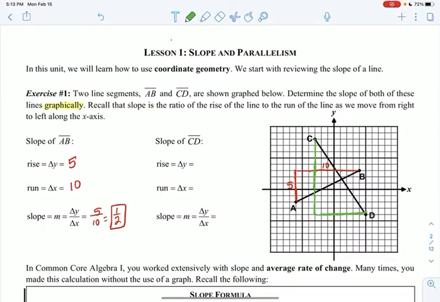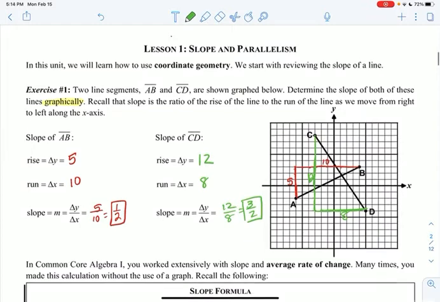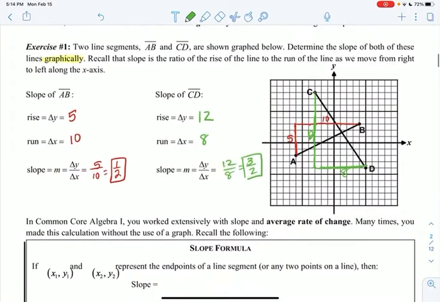So I went down 1, 2, 3, 4, 5, 6, 7, 8, 9, 10, 11, 12. So I went down 12. And then 1, 2, 3, 4, 5, 6, 7, 8. And 8 to the right. So the change in y was 12. The change in x is 8. And 12 over 8, I can reduce. Both of those are divisible by 4. And I get 3/2. Okay, so that's how I do it graphically.